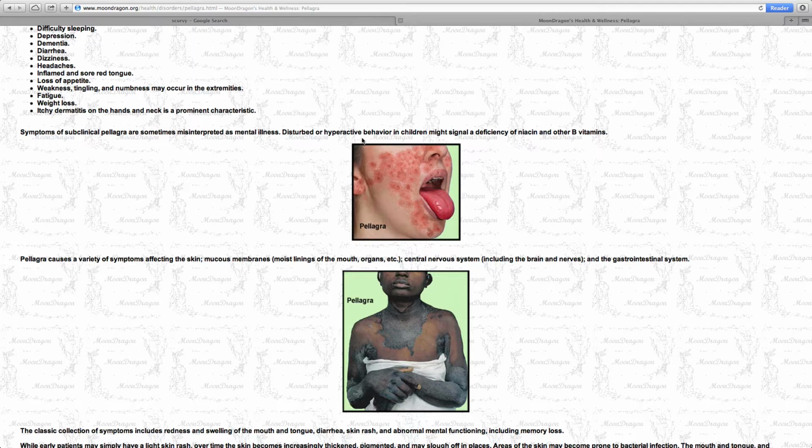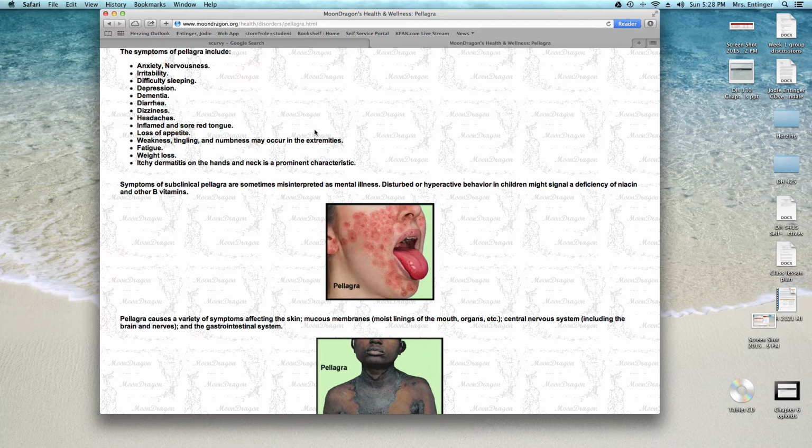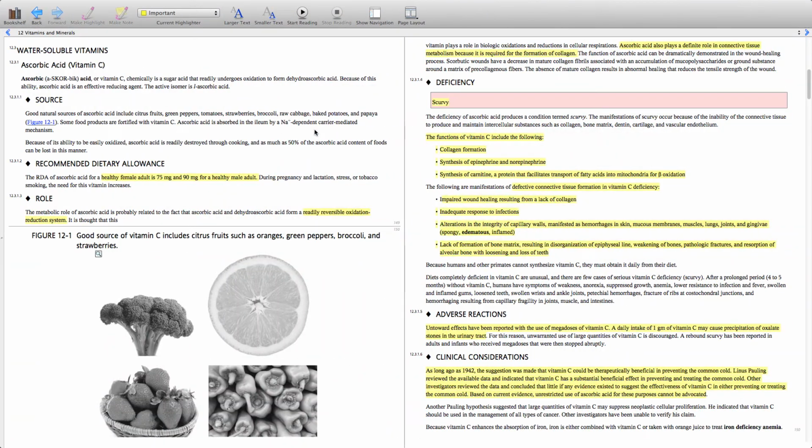You don't really see any of these deficiencies much in the United States. They're more in underserved, third world countries. Okay.